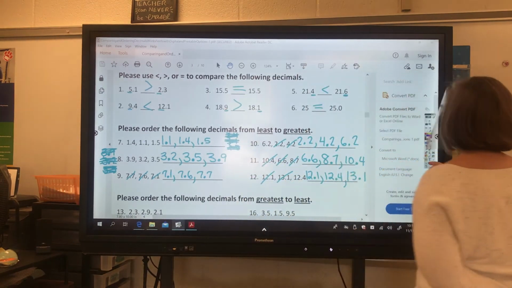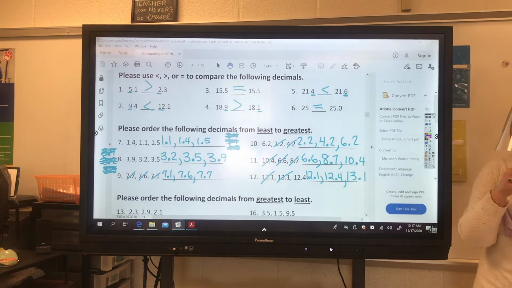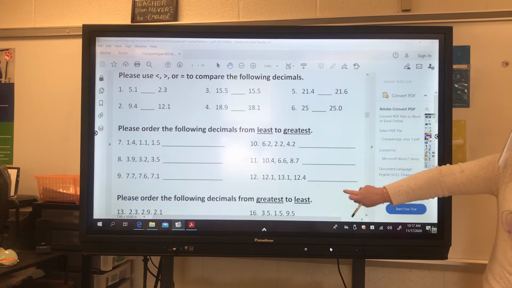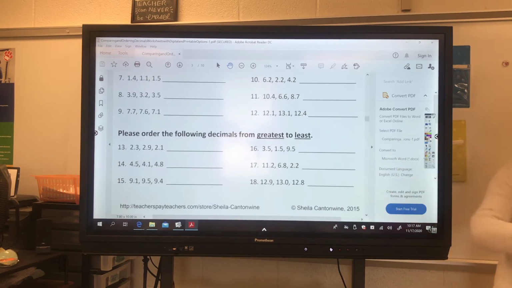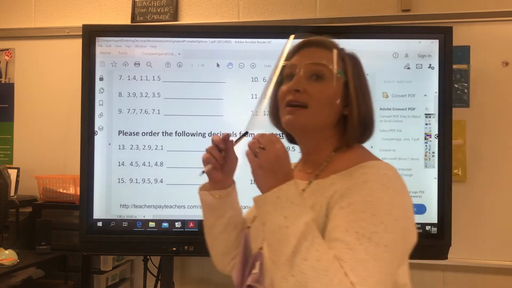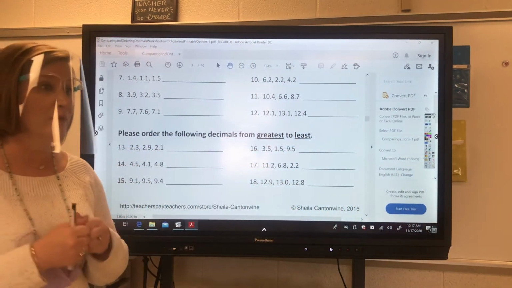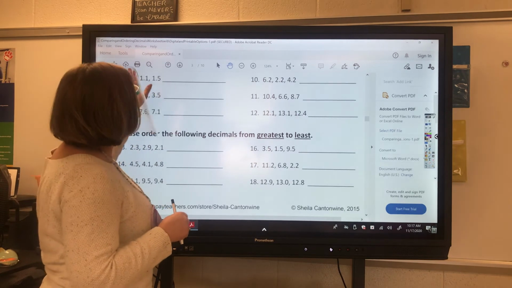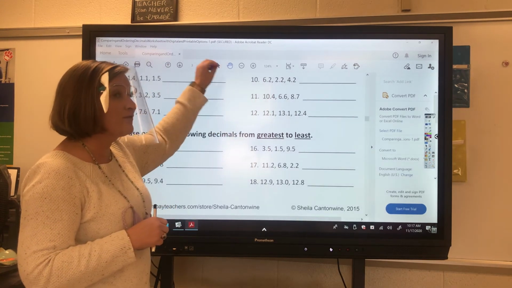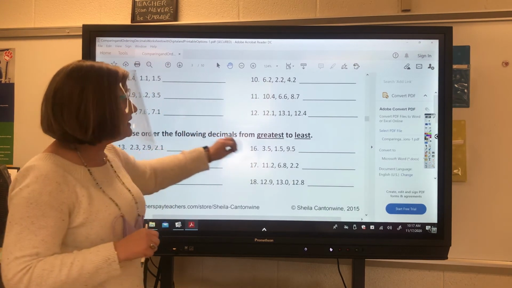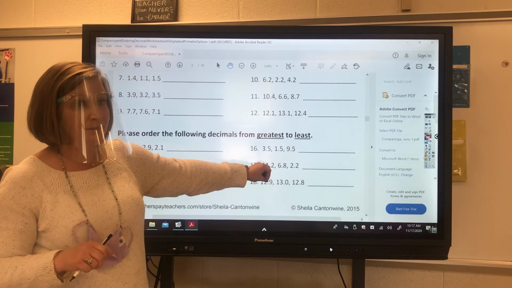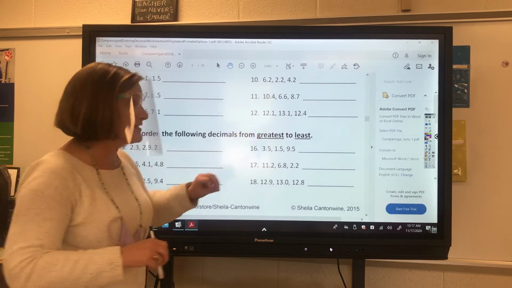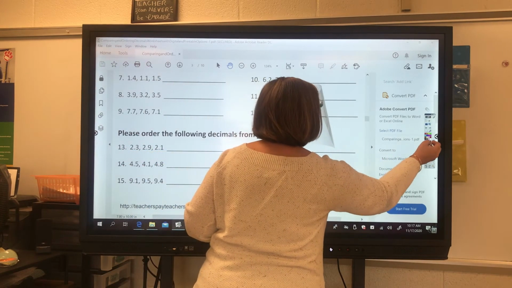And let's look at the bottom. Now, anytime you are on a test, whether it's my quiz, my test, a standardized test like MAP or SC Ready, you have got to make sure that you read the directions, okay? Now, 7 through 12 asked us to order them from least to greatest. 13 to 18 ask us to what? Greatest to least, okay?